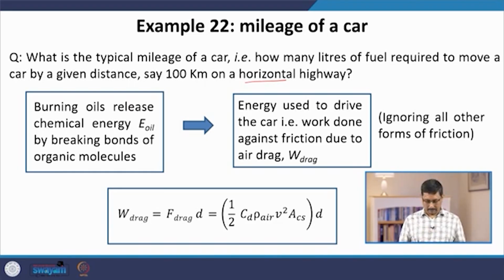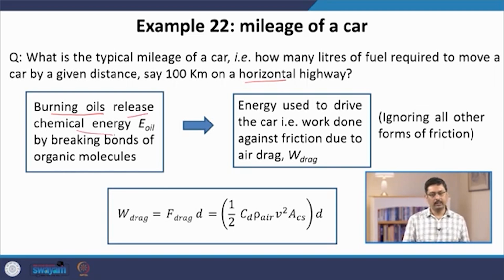Now, to do any analysis, we need some basic model about what is going on in this situation. So, here is our simple description of the process. The process means that a car starts from point A on a highway, moves 100 kilometer and stops. So, what happens? We are going to assume that inside the car there is some oil, the fuel, which can be petrol or diesel, and burning this oil releases some chemical energy.